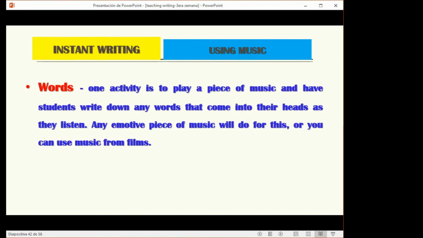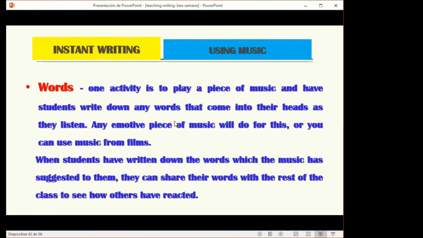So what kind of words can you think of when you hear this music? Oh, teacher, sad. Maybe the music is so sad. So blue, sad, or maybe depressed. Another one with a lot of stress, high tunes. Oh yeah, pressure. Oh, anger. Notice they respond. Notice they use the music to write. When students have written down the words which the music has suggested to them, they can share their words with the rest of the class to see how others have reacted.